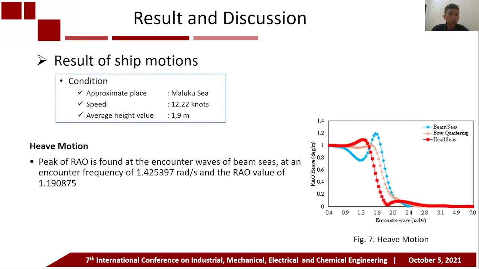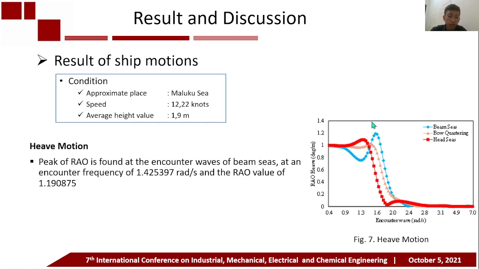Then we go to the result of ship motion. This subchapter investigates the seakeeping behavior further by comparing the RAO of heaving, rolling, and pitching of the hull using three different encounter waves. This analysis was carried out by simulating a ship speed of 12.2 knots, and the average head wave value is 1.9 meters in the Maluku Sea based on the BMKG Sea Forecast System. Figure 7 shows the heave motion.